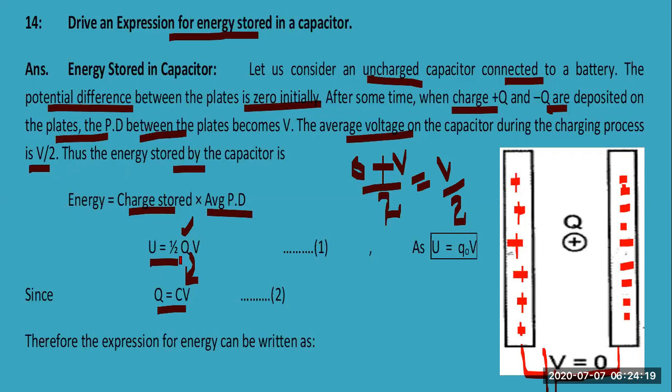Put the value of CV in this formula. This Q is calculated using the formula V equals W or U divided by Q, and U is equal to V Q naught. From here this energy concept is taken, and we have already calculated this formula in detail during our earlier classes. So if you put the value in equation 1, here it is.